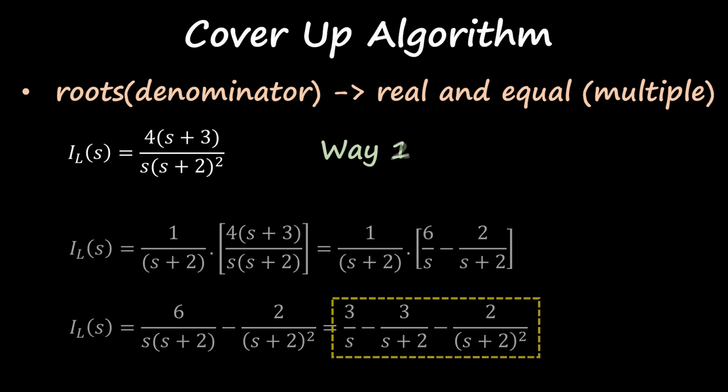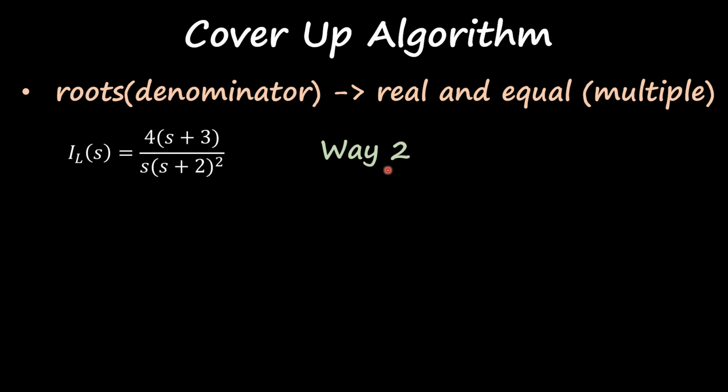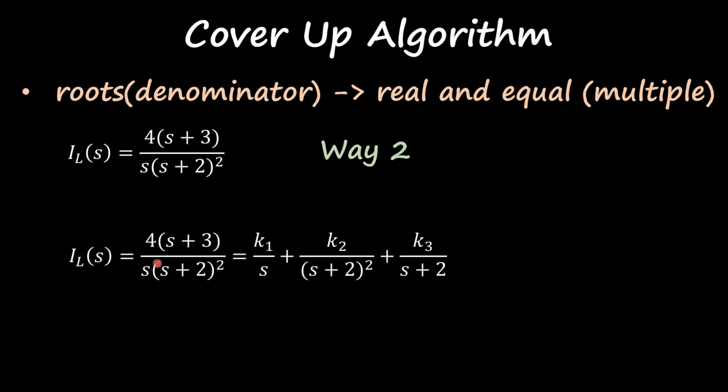Alright, so way number two is slightly different. We're going to rewrite our equation right away with our poles separated, with the respective k1, k2, and k3. Here it's important to write them in this fashion, where you have your s, and then for the multiple poles you split it into k2 over s plus 2 squared, and then you leave the s plus 2 in the last index, k3.